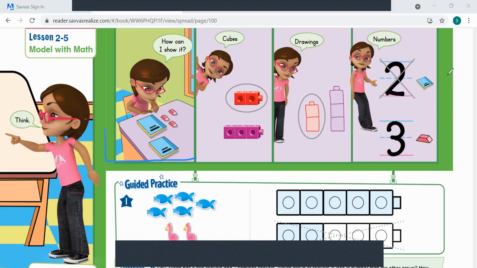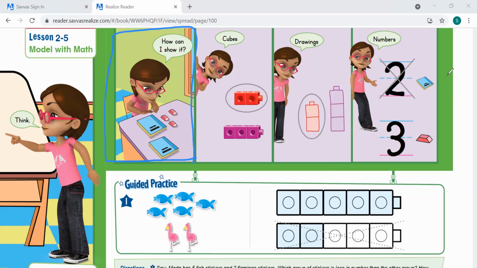Let's look at our first box over here. Marta wants to find which group is less. So how do you think she can do this? She can probably compare the number of books and the number of erasers and tell which group is less in number. So how can we use a model? We can use cubes, you can draw a picture, or you can write the numbers.